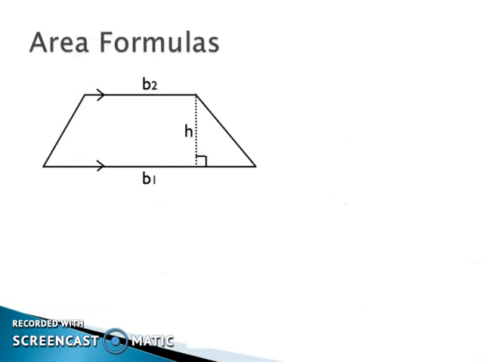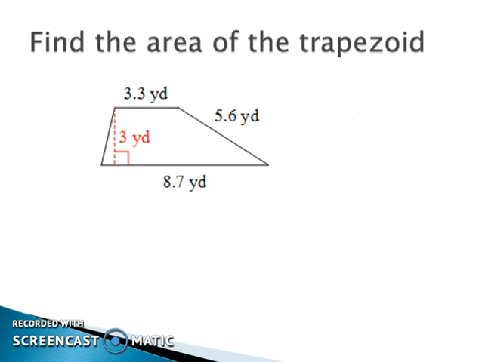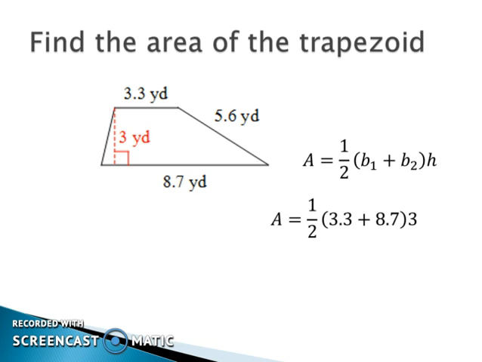So a trapezoid. A trapezoid is 1/2 times the sum of the bases times the height. So 1/2 (base 1 plus base 2) times the height. So we can use this formula for finding the area of the trapezoid. Base 1 is 3.1, base 2 is 8.7. It doesn't matter which one's which, but the height is 3. That 5.6 is the slant, and that only helps us with perimeter. So we substitute our values in, and then we just multiply, and we get 18 square yards.